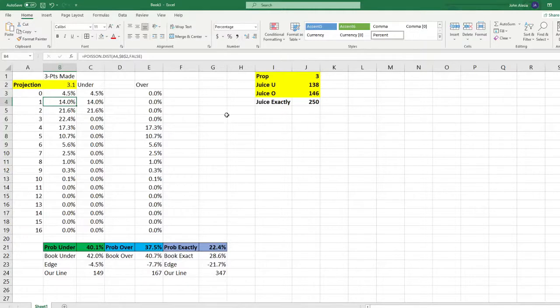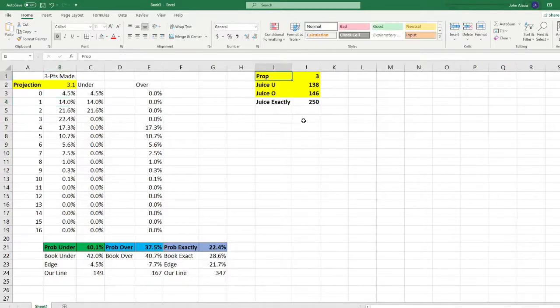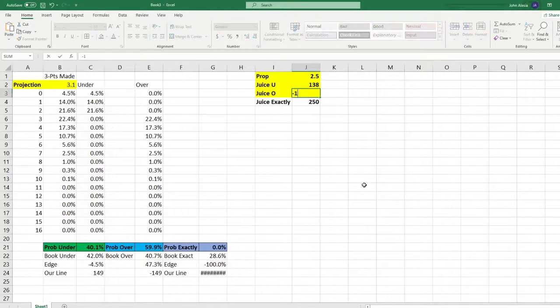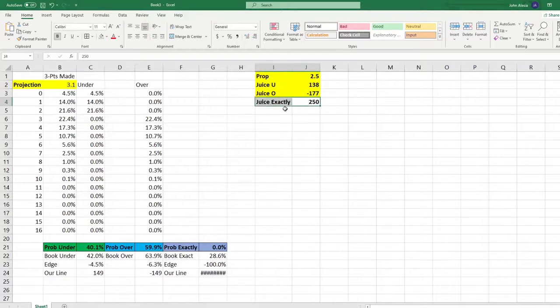Okay, now that we have the Poisson set up and those cells are ready to go, we want to input exactly what the prop was. So on DraftKings, the prop was 2.5. The juice on the under was plus 138. The juice on the over was minus 177. And don't worry about juice exactly. That's going to be for a different calculation.